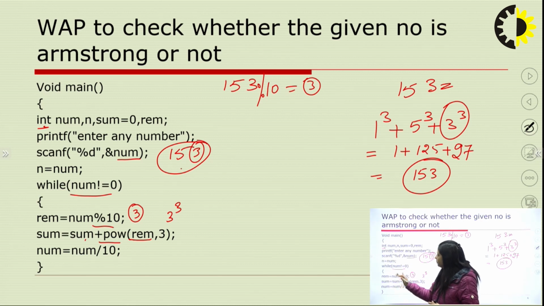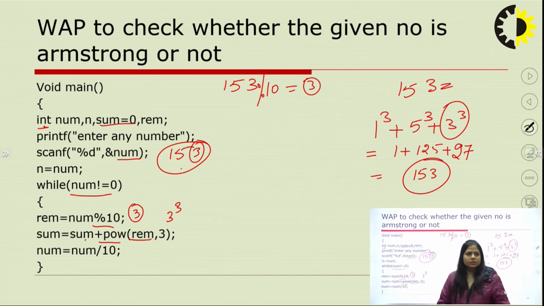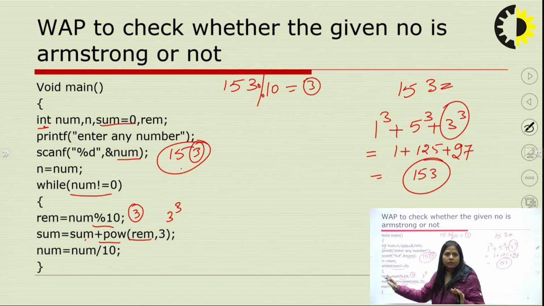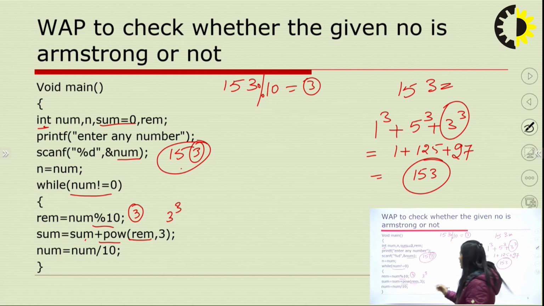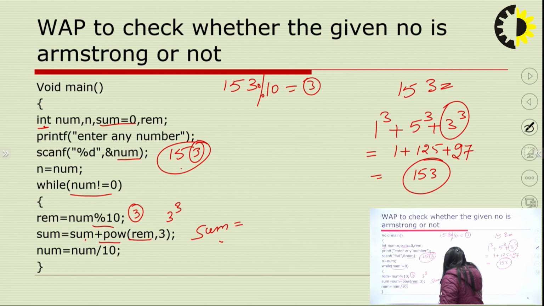added to the sum. Initially, I have initialized sum as 0, so that no garbage value is there. So, 0 plus 3 cube. So, 0 plus 27, that has been assigned to the variable sum. Fine. So, what is the value of sum right now?